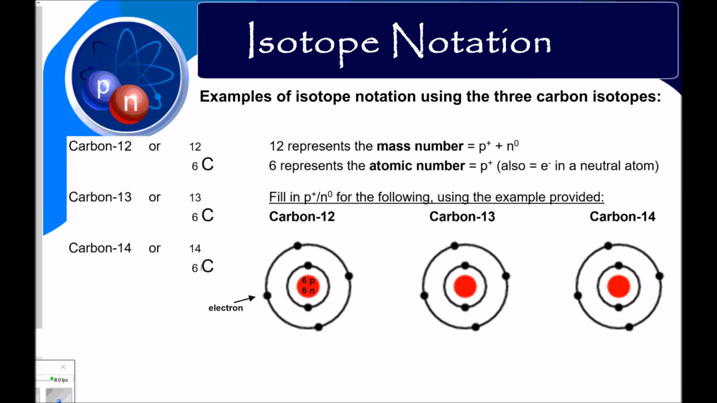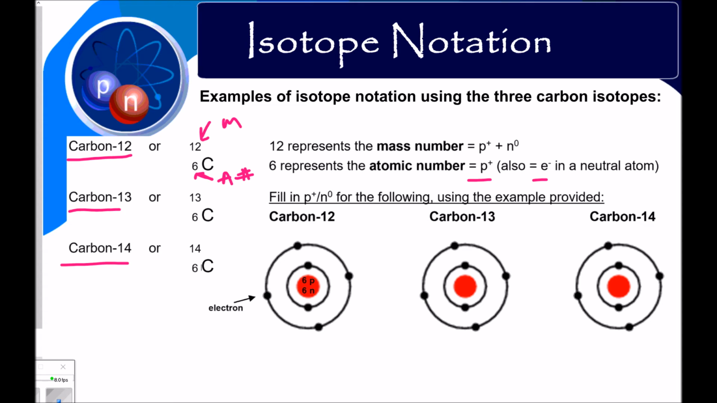Here I've got examples of isotope notation using three carbon isotopes. There's two ways we can show isotope notation. I can write out the name dash the mass number, so we've got carbon-12, carbon-13, and carbon-14, or I can use that other form of isotope notation that I showed you before, where the top number is the mass and the bottom number is the atomic number. Remember, the atomic number represents the number of protons. In a neutral atom, this is equal to the number of electrons.